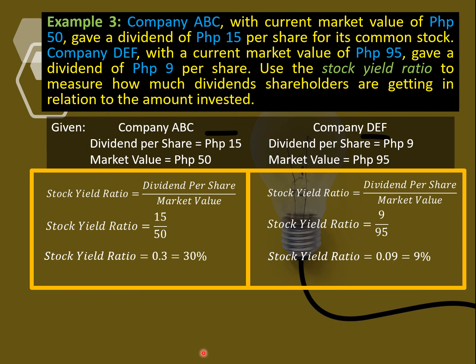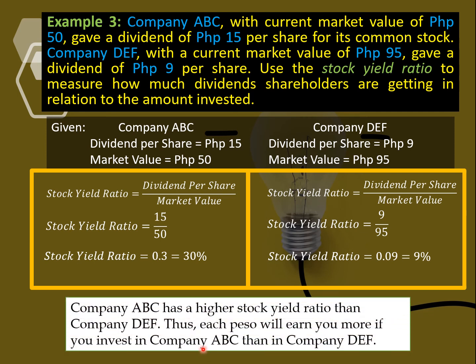Then, mag-a-analyze tayo dito. So, anong magiging conclusion natin? So, that is, company ABC has a higher stock yield ratio than company DEF. Why? Kasi yung ABC 30%, yung DEF is 9%. Diba? Mas mataas to. Thus, each peso will earn you more if you invest in company ABC than in company DEF. Kasi kikita ka, there's a possibility, kikita ka ng 30% annually. Diba? Sa lahat kasi ito ng stockholders, 30% ang stock yield ratio nila. And then to company DEF, 9% lang. Diba? So, it's better to invest on company ABC.